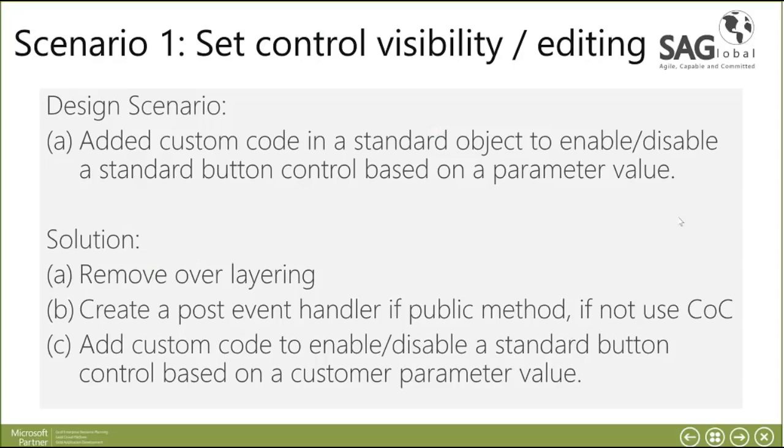The requirement here is based on a standard parameter. We want to show or display a custom control on a particular form. In our example, we have a custom control on the customer table form. So basically, enable or disable a custom control based on a standard parameter. Here, the solution is simple. You can create a post event handler if it is a public method. And in our scenario, there are two parameters, the entire form and the on-initialized event.